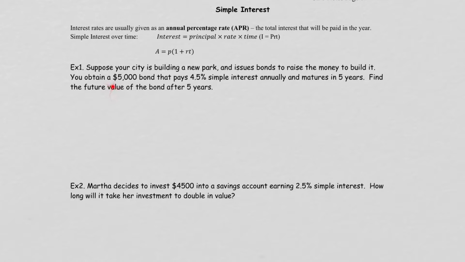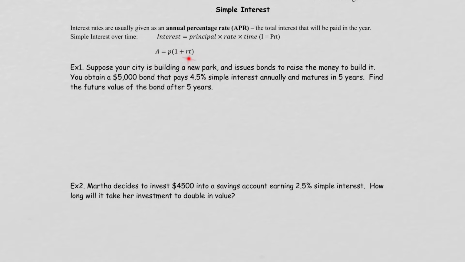So this is asking you to find the future value of the bonds after 5 years. You obtain 5,000 in bonds that pays 4.5% simple interest annually. After 5 years, they wanted to know what the future value will be, right? So your future value is going to be A. So you're not only looking for interest, you're looking for the total amount.